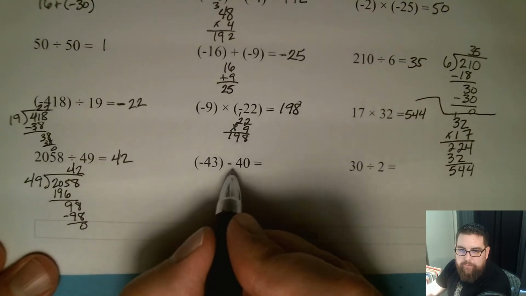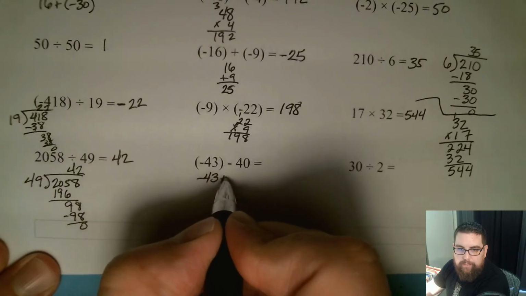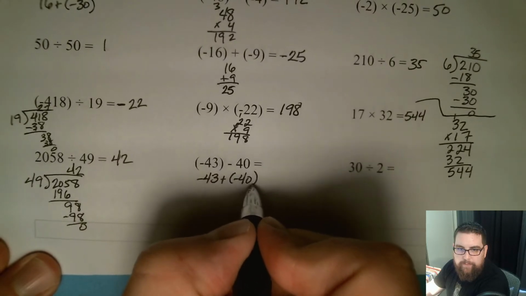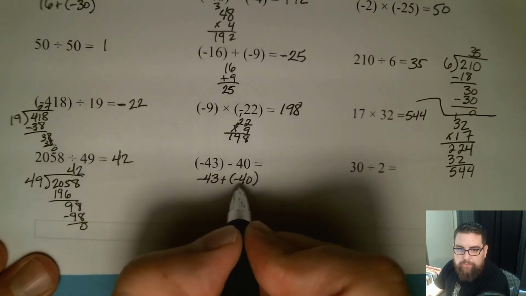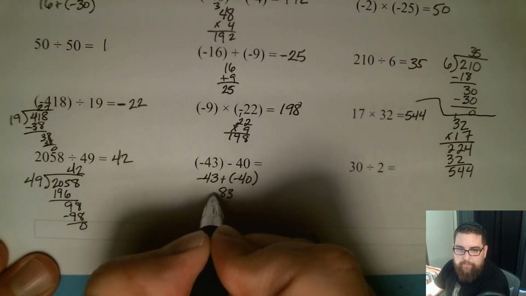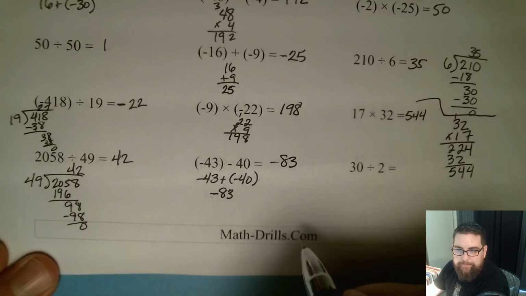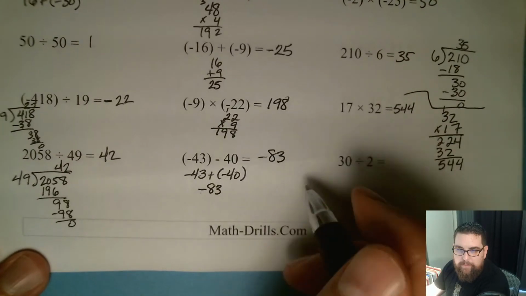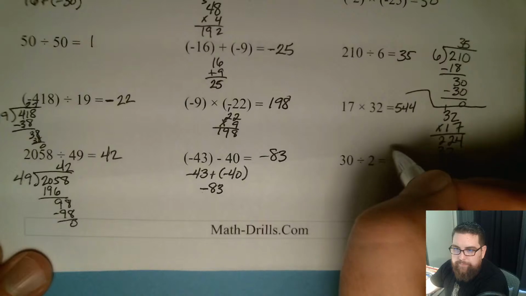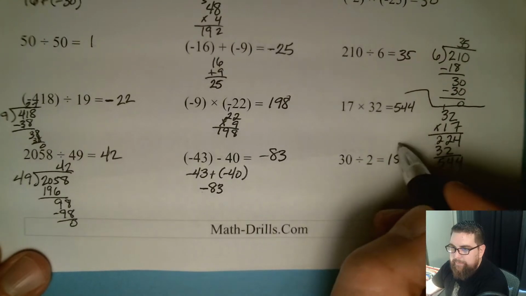Here we have negative 43 minus 40. Well, we can't work with it like that, so we take negative 43 plus negative 40. And since we have the same sign, we're going to add, so we get 83. And we keep the sign because it's addition, so negative 83 is the correct answer. Finally, 30 divided by 2 is 15. Everything's positive, so that's the end of that.